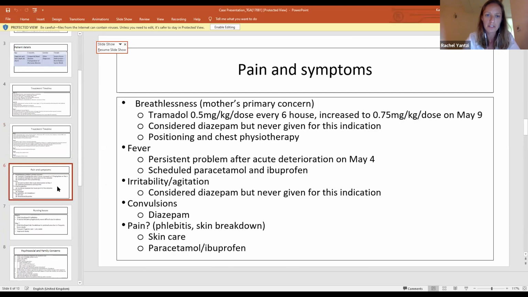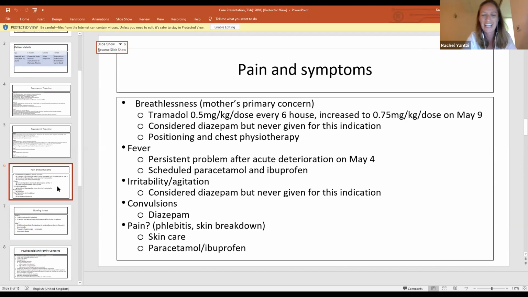I'll talk a bit about some of her symptoms. So the main concern of the mother was the breathlessness, and just generally that the child's condition wasn't getting better. For that symptom, we tried tramadol initially at a low dose and increased to 0.75 milligrams per kilo per dose on the 9th. We considered diazepam, but we were thinking that it was mostly useful if she was agitated and that was contributing to the breathlessness. So we didn't give it for that indication.